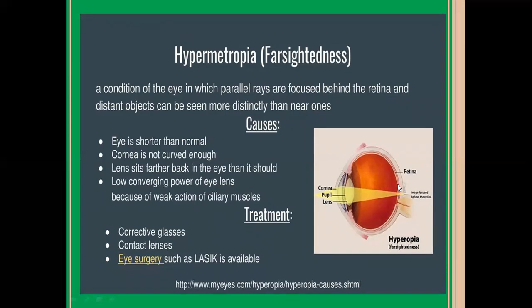This is the retina. Actually, in normal condition, the image should be formed on the retina, but in myopia, the image is formed in front of the retina here, and in hypermetropia, the image is formed behind the retina here. This person cannot see near objects clearly. Is it clear? So this defect can be treated by using another converging lens, that is a convex lens.